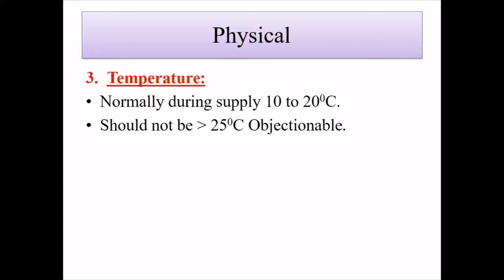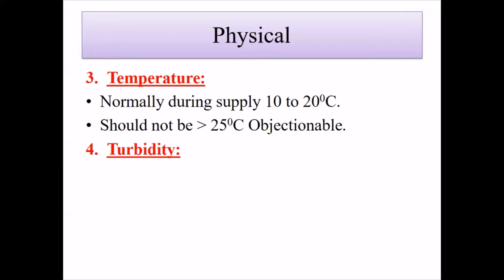Then next temperature. Normally in a water supply scheme, the average temperature is 10 degrees to 20 degrees Celsius, and should not be greater than 25 degrees Celsius. It is objectionable, or if the temperature of water is greater than 25 degrees Celsius, the water is not suitable for drinking purposes.